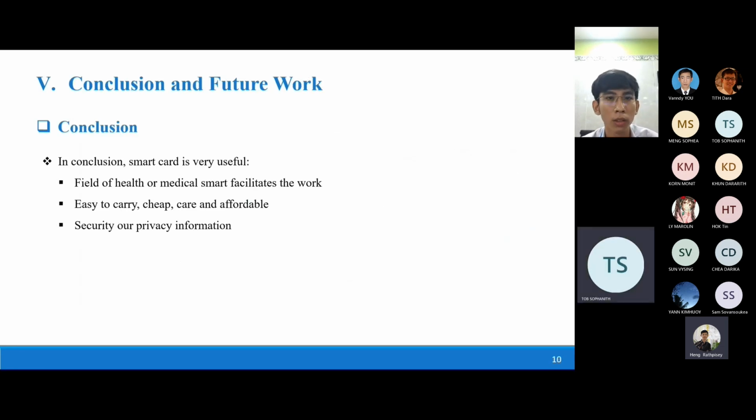And now move to the last part, conclusion and future work. In conclusion, smart card can be used anywhere, especially in the field of health or medical system. Smart card facilitate the work of doctor and patient in many ways. On the other hand, smart card is easy to carry, care, or affordable. In addition, smart card secure our privacy information or sensitive data such as identity ID and biometric information.